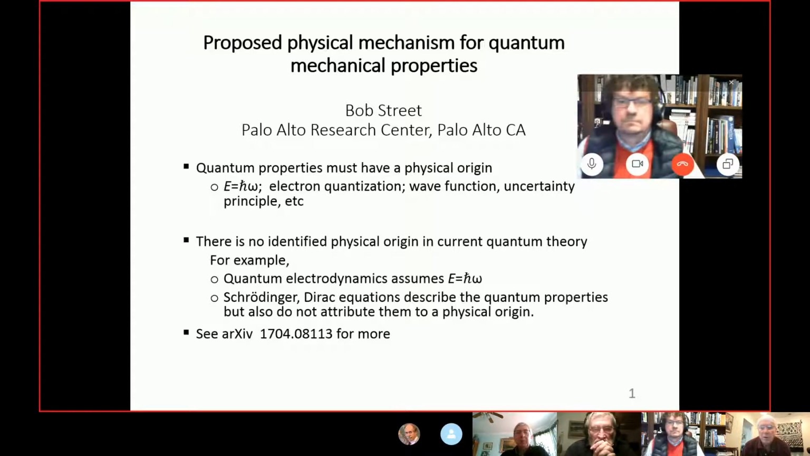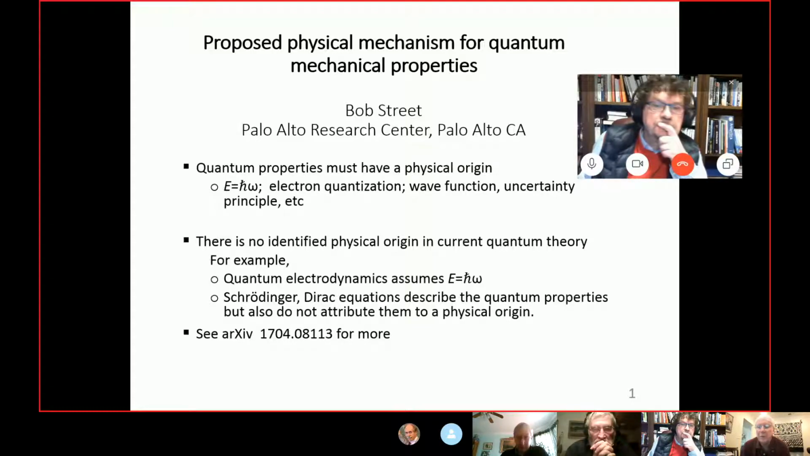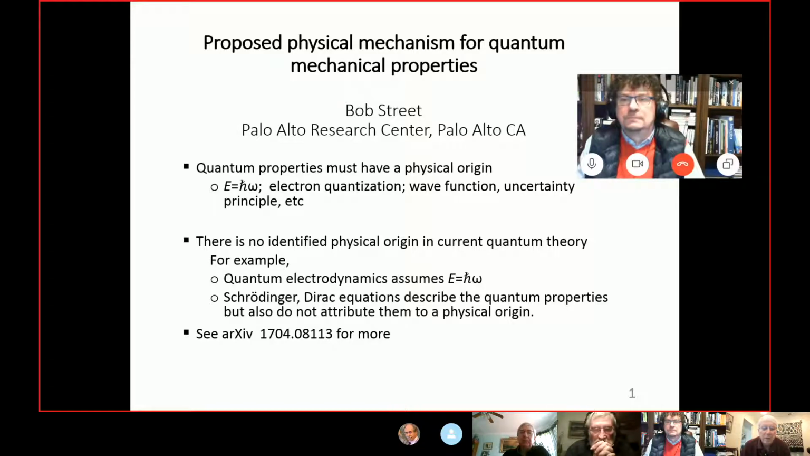So, you look at, for example, quantum electrodynamics, which of course describes everything very nicely, but it assumes quantization. It doesn't derive it. All the other equations of quantum mechanics, Schrödinger, Dirac, they describe the quantum properties, but they don't attribute them to a physical origin. And you can't discern that physical origin easily by just looking at the equations. I put in an archive reference which describes this in a little more detail.